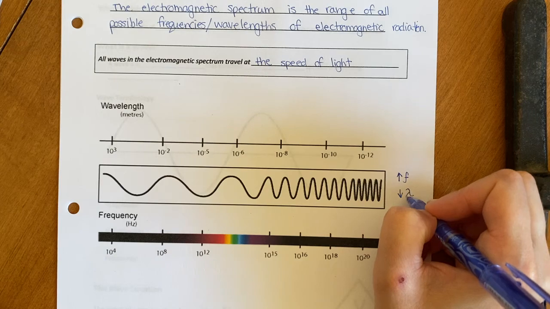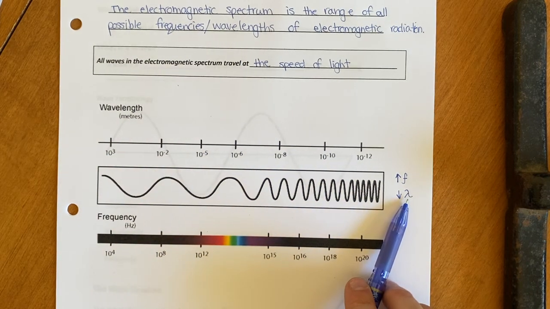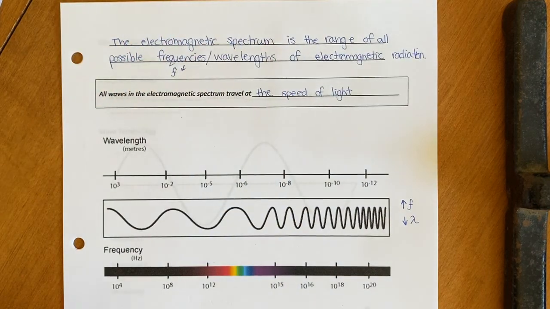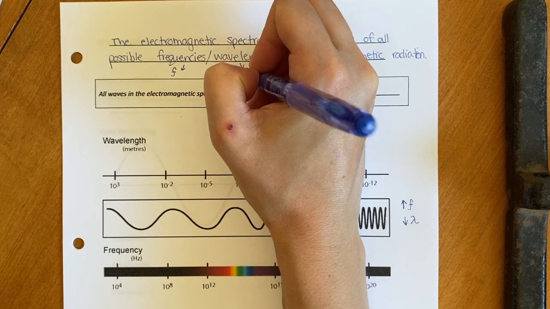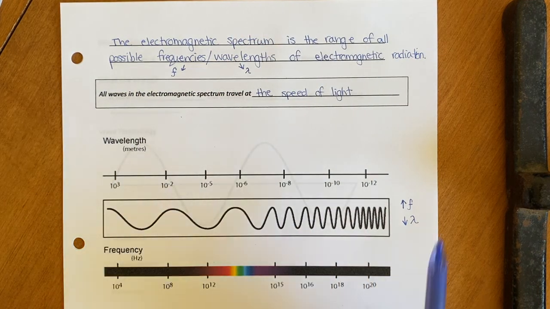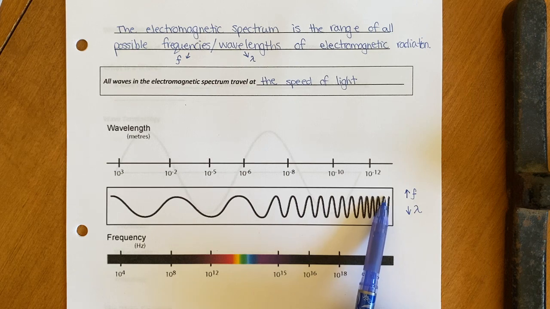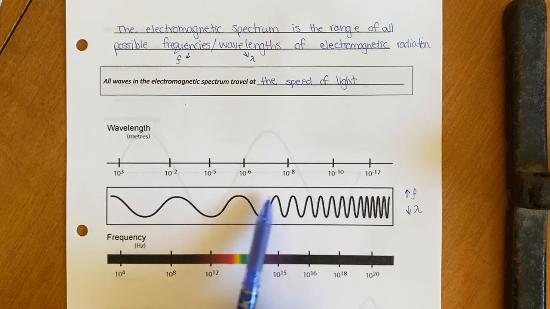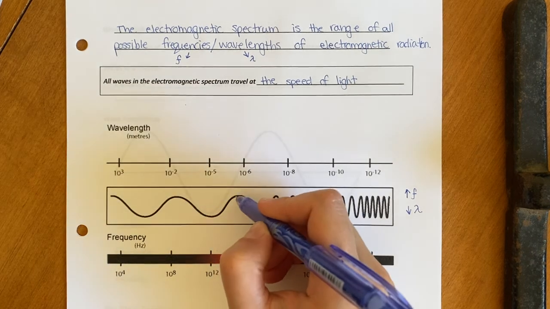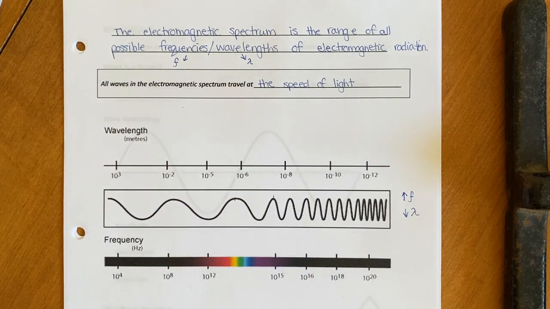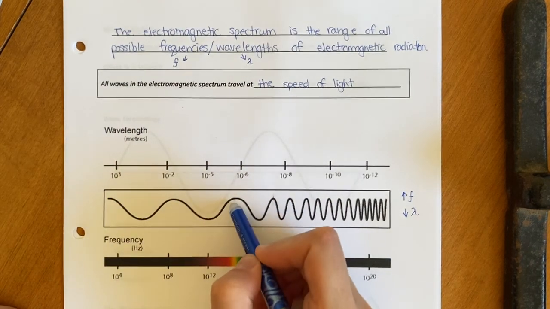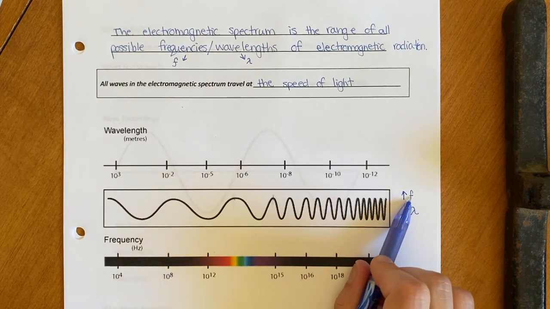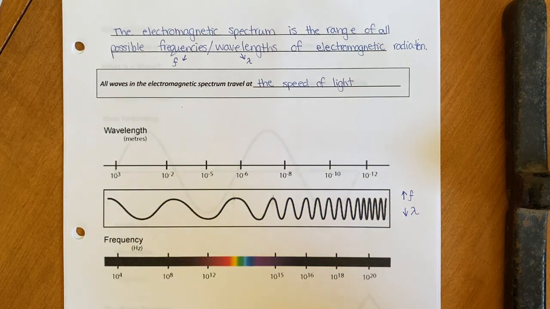Now, wavelength is written using the Greek letter lambda. So frequency is a curly F, wavelength is lambda. At this end of the spectrum, you have really short wavelengths. A wavelength is the distance between two troughs or two peaks, so from one peak to the next is one wavelength. Everything at this end has really short wavelengths but really high frequency, because we can fit a lot of revolutions in the same amount of space.